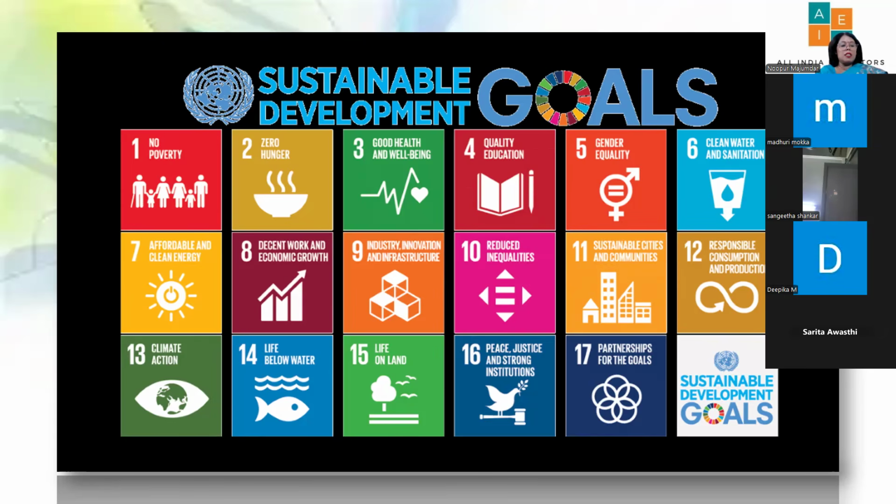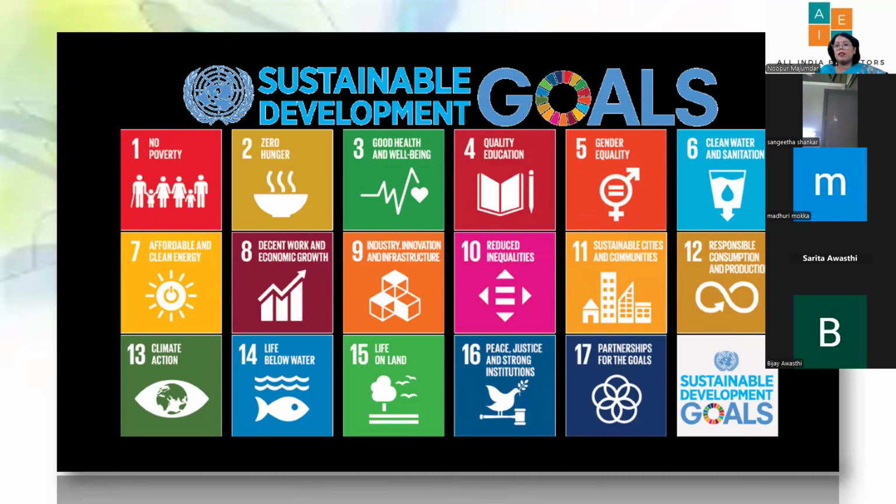Climate action: take urgent action to combat climate change and its impact. Life below water: conserve the marine life in oceans, seas, and other water bodies. Life on land: protect, restore, and sustainably use ecosystems, manage forests, etc. Peace, justice, and strong institutions, as you can see, goal number 16, my dear friends: promote peace and inclusive societies, provide access to justice, and build effective, accountable institutions.